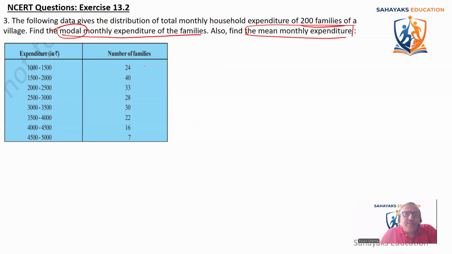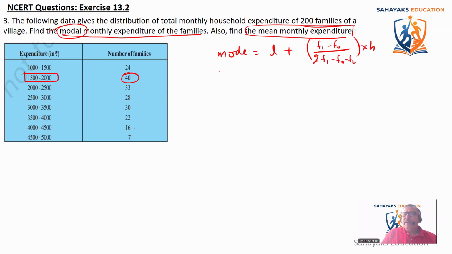So which is the modal class? The modal class is the one with the maximum frequency. So which is the maximum frequency here? Tell me. You will see this is the maximum frequency. So this becomes the modal class. So if this is the modal class, we know the formula. By now you should know the formula. I've already shown it 2 times. It is L plus F1 minus F0 divided by 2 times F1 minus F0 minus F2 multiplied by H.